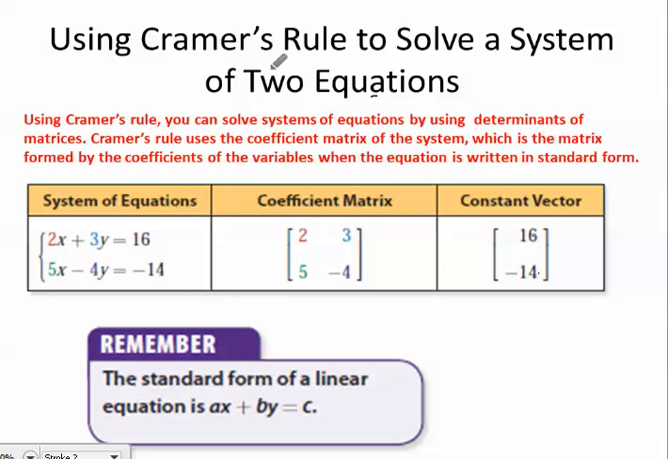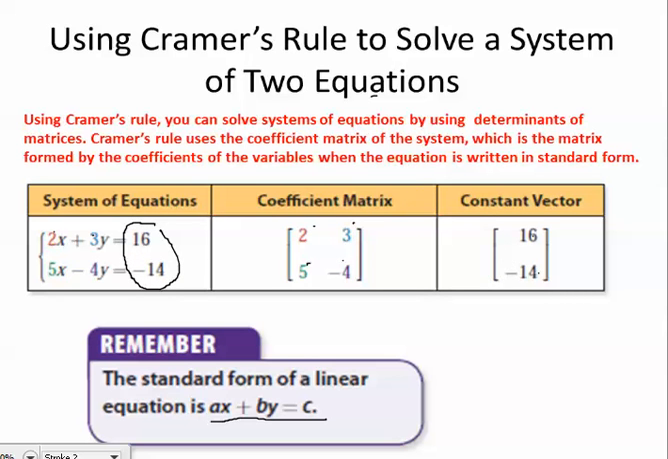Well, using Cramer's rule to solve a system with two equations. What we're going to do is look at a system of equations. They have to be written in standard form, ax plus by equals c. So you get it like this. Then you can use the coefficients, 2 and 3, and 5 and negative 4. Those become a coefficient matrix, and my constant matrix will be these values out here, 16 and negative 14. Okay?